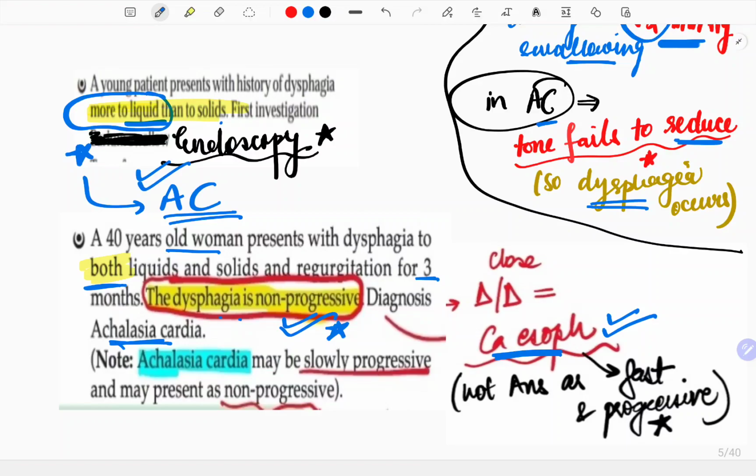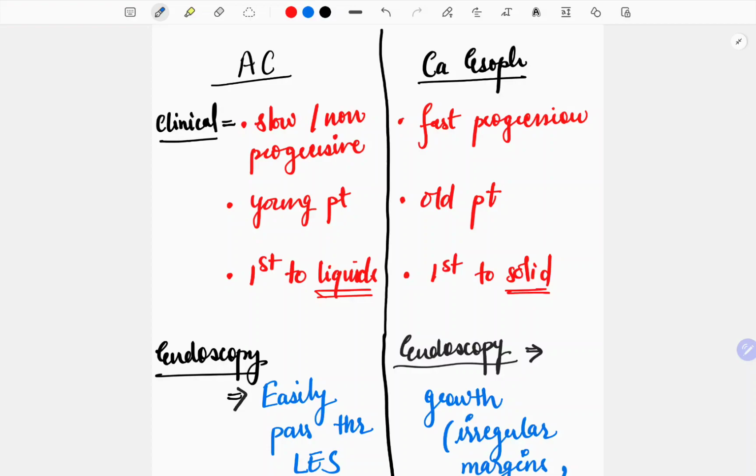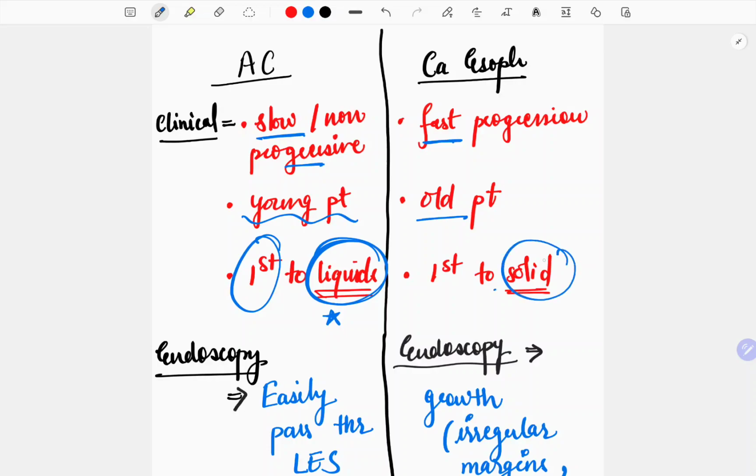Now let's quickly do the difference between achalasia cardia and carcinoma esophagus. First, clinically, achalasia cardia in the questions will be represented as slow and non-progressive dysphagia. There will be a young patient and the dysphagia will be first to liquids and not to solids. In carcinoma esophagus, it will be the opposite. It will be fast progressive in old age patients, first to solids and then progressing to liquids. So just remember this major difference.